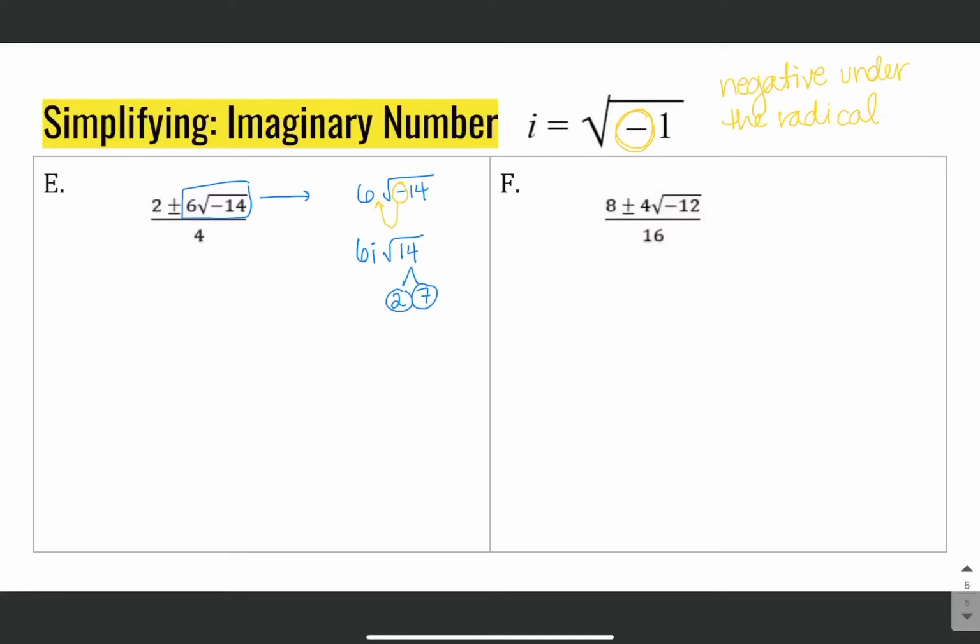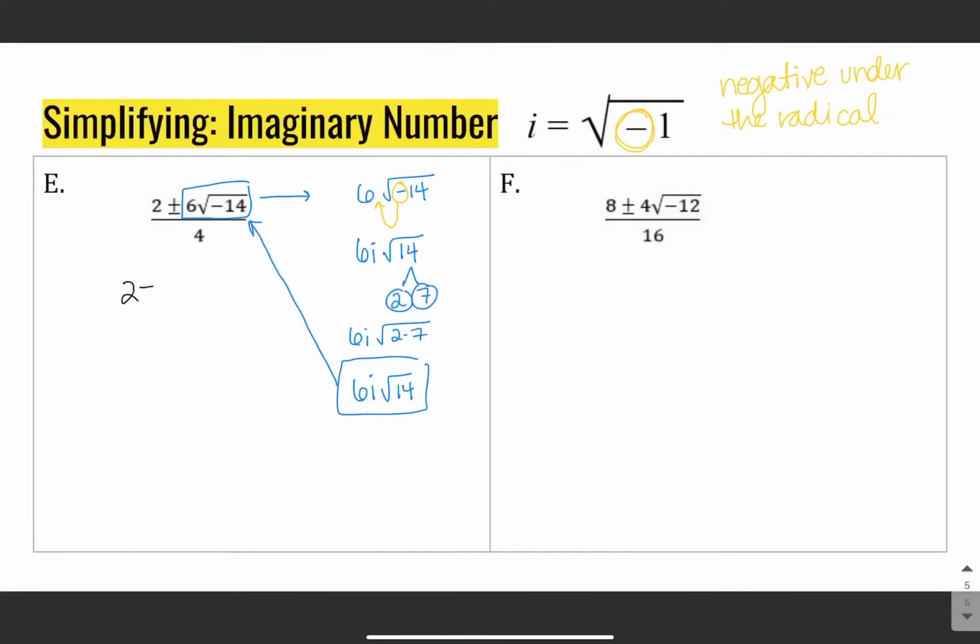But notice if I go to rewrite this, do I have any duplicates of a number underneath the radical? Do I have two 2s or two 7s? No. So in this case, I cannot simplify radical 14. It's going to stay the same. So I'm going to have 6i radical 14. And this is what we're putting back inside our problem.